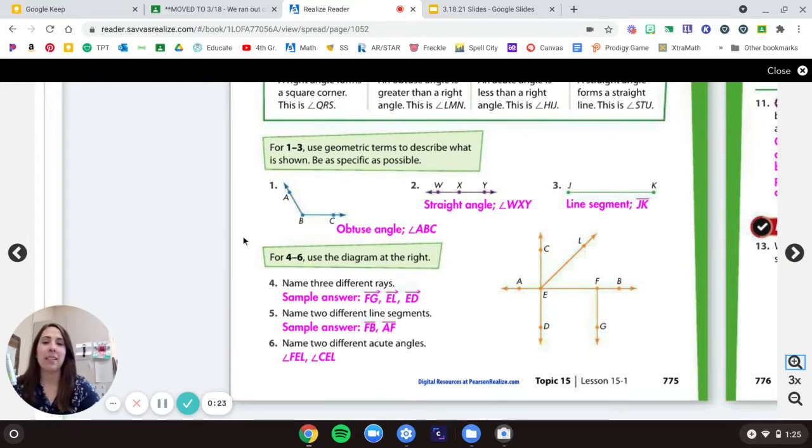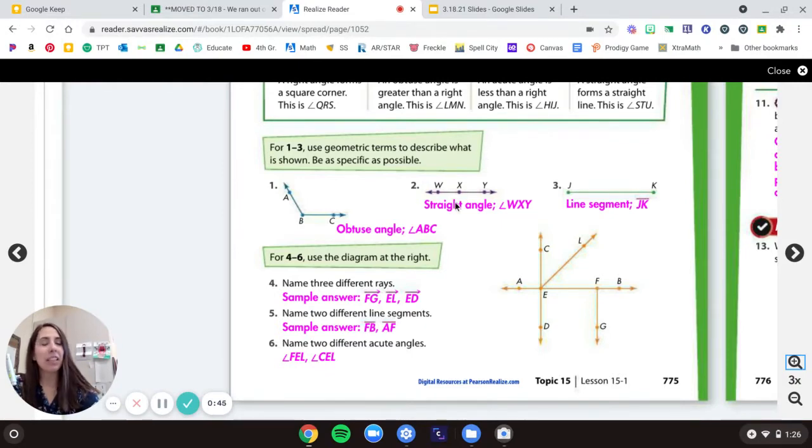All right. Number 1, you definitely needed at least angle ABC or angle CBA, I would take. But you need that little angle sign in front. We talked about that, okay? Then a bonus point might have said this is an obtuse angle, telling me the type of angle.